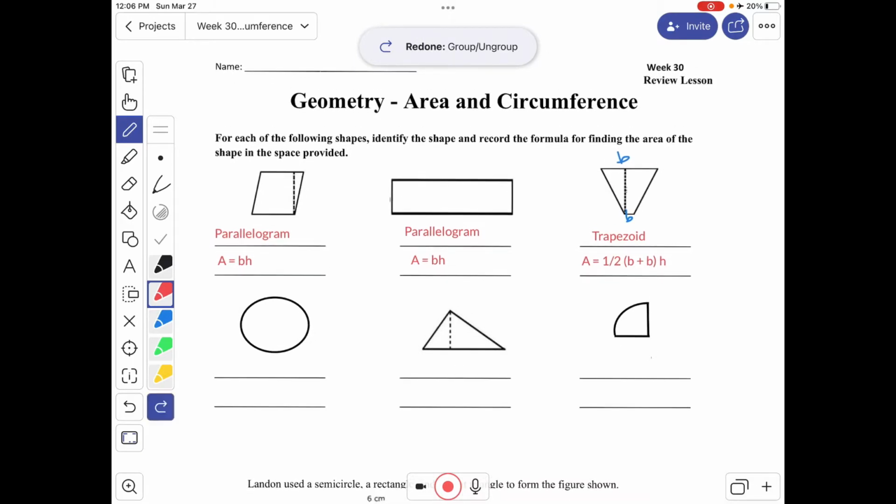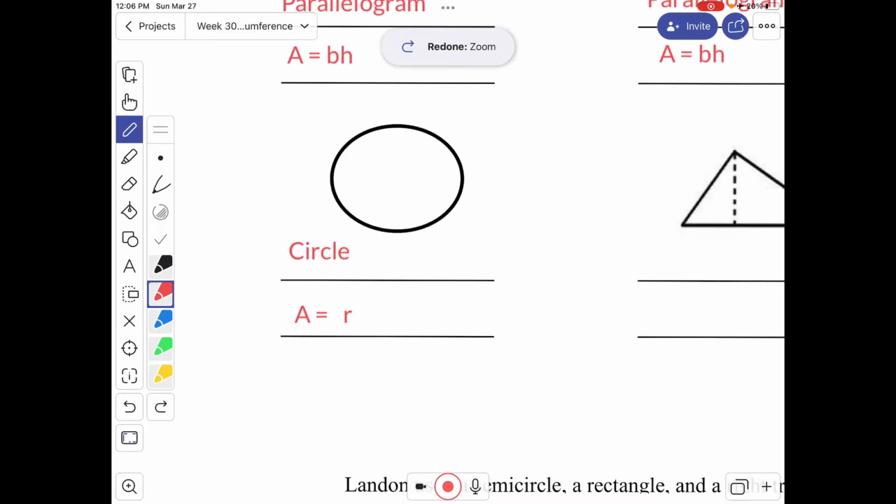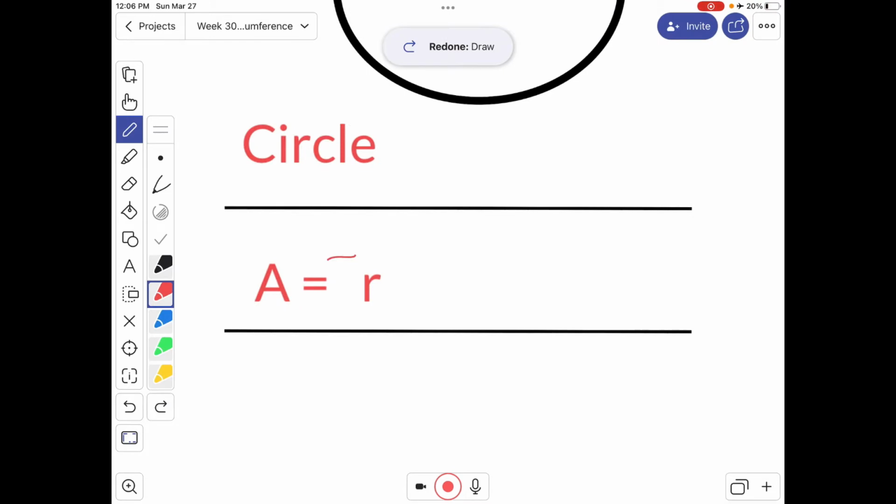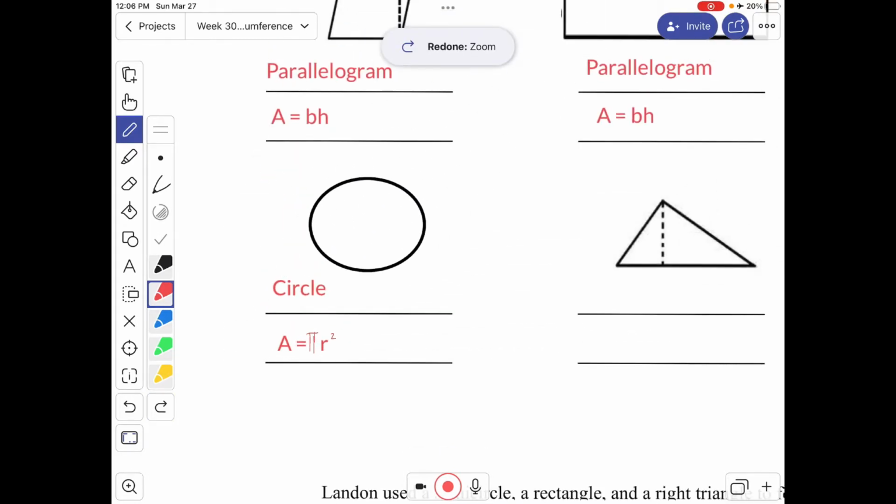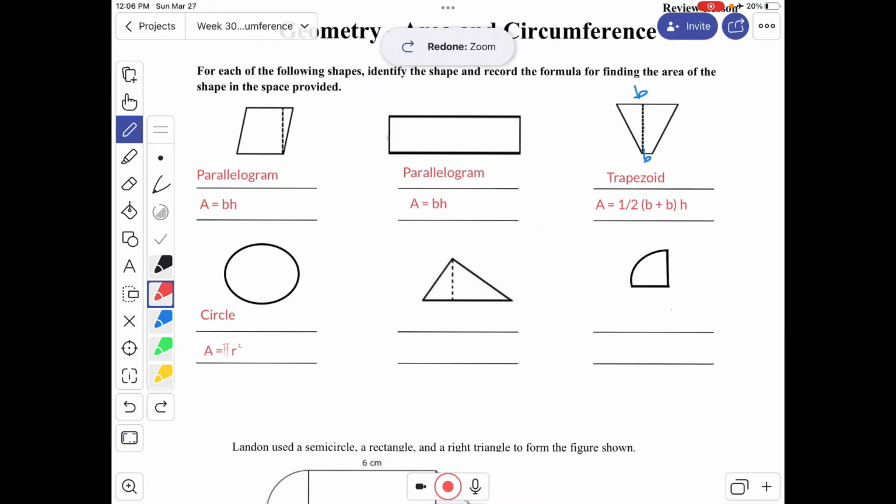The next shape is a circle. And the formula for area of a circle is pi times radius squared. And pi is that little symbol. It's got a little wave at the top and two lines underneath it, like little legs.